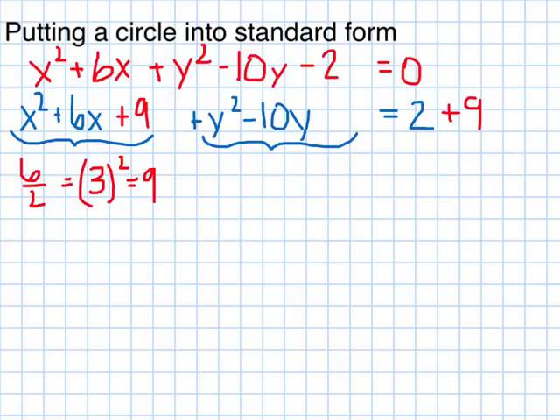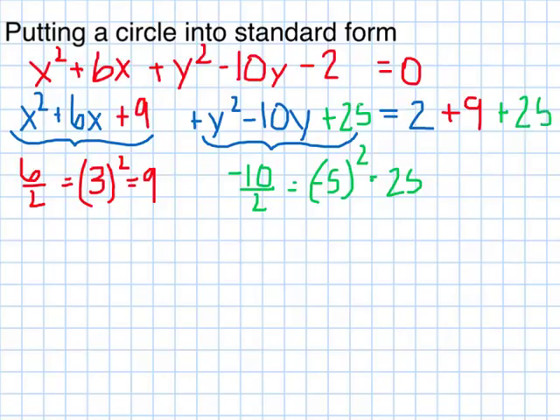And we're going to do the same thing for the y group. So we'll take this negative 10, we'll divide by 2, that equals negative 5. And then if we take that negative 5 and square it, that is 25. So I'm going to add 25 right here. What it does by adding 25 is it makes this y group a perfect square, and adding 9 makes the x group a perfect square. And just remember, if you add it on the left side, you need to add it on the right side of the equation.